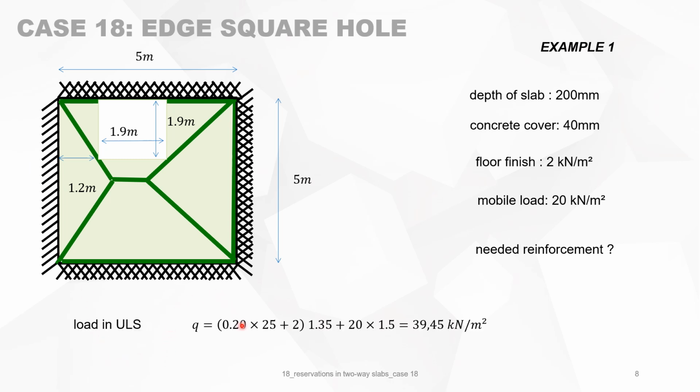The maximum load in ultimate limit state is 1.35 permanent load plus 1.5 mobile load, which gives you 39.45 kilonewton per square meter.